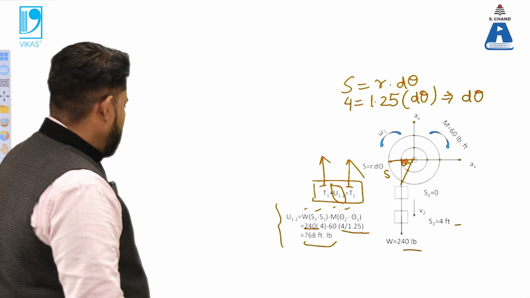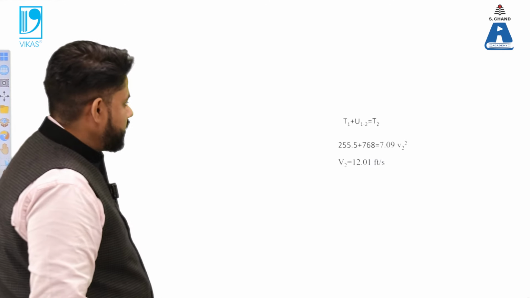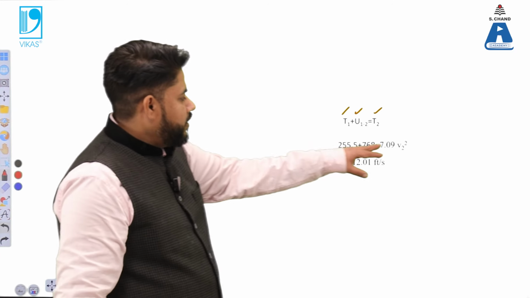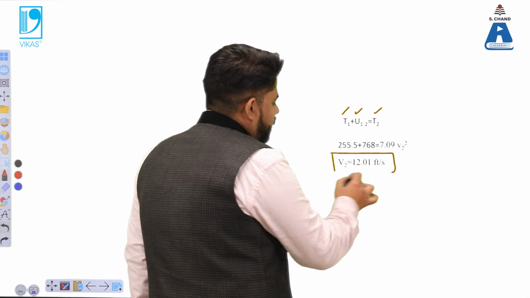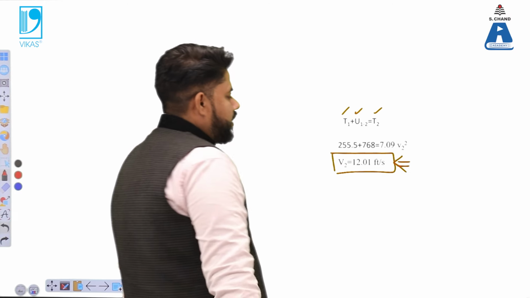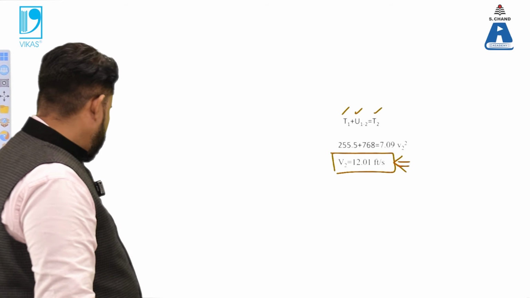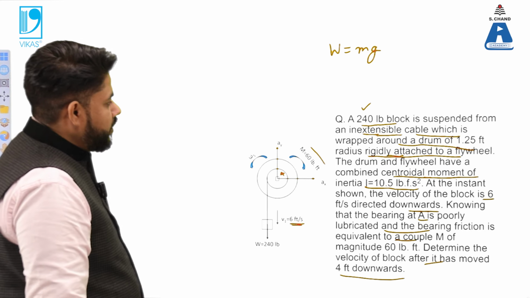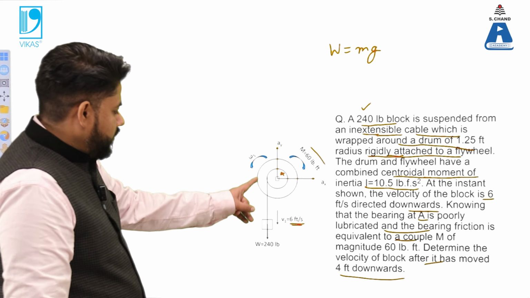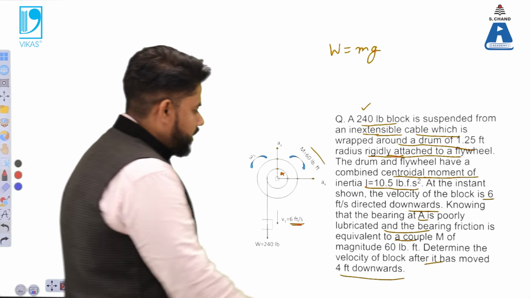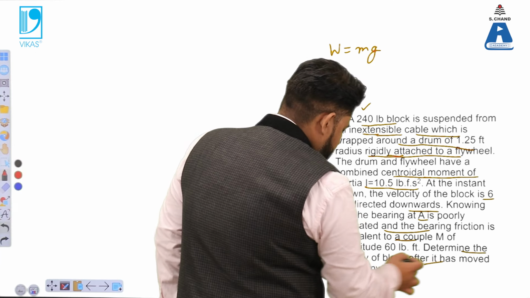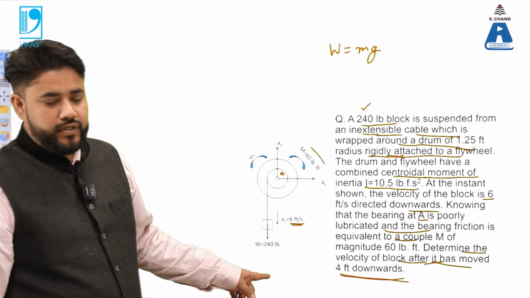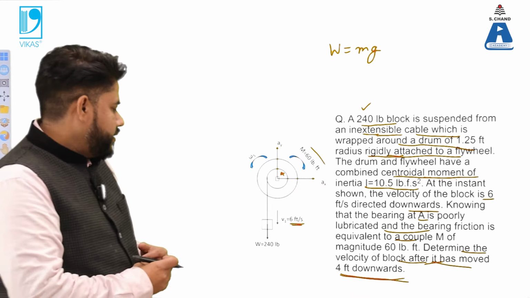So now we have the value of T1, we have the value of T2, and we have the value of U12. Substituting all these, we can find out the value of v2. And this is the final result that we want to find out. This is particularly the case of a rigid body connected with the help of certain weights. So this is the final answer: we want to determine the velocity of the block after it has moved 4 feet downwards. When it moves 4 feet downward, we have to find out the value of this velocity.